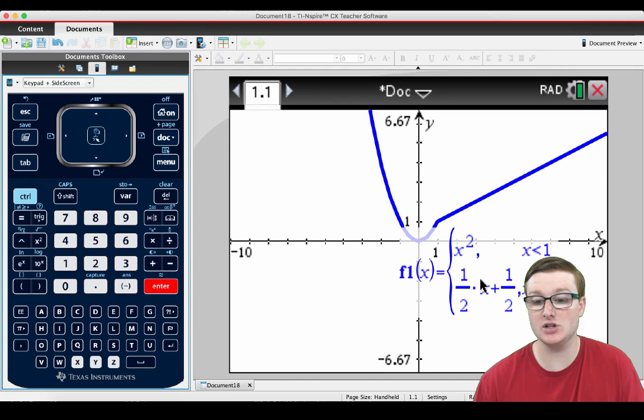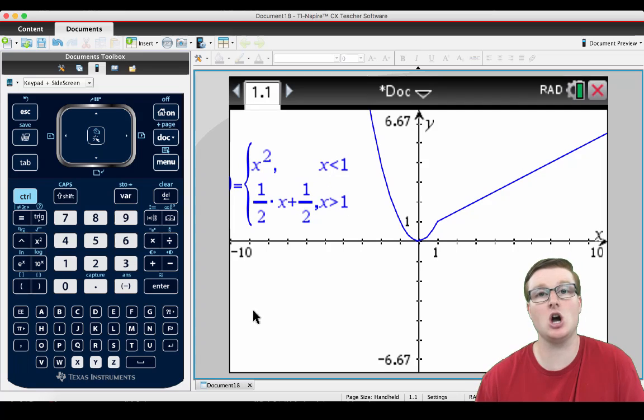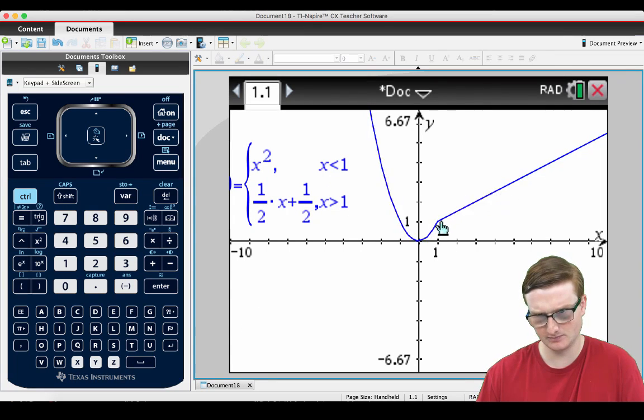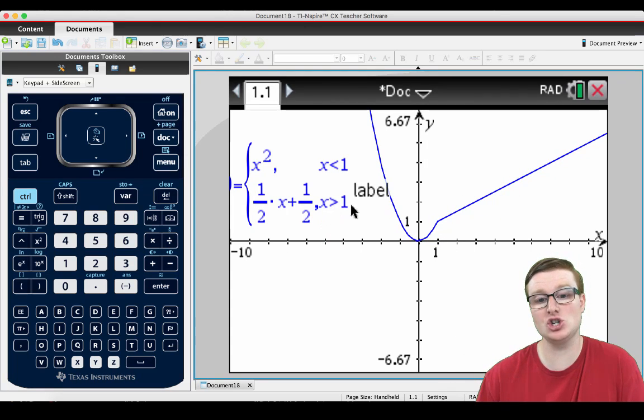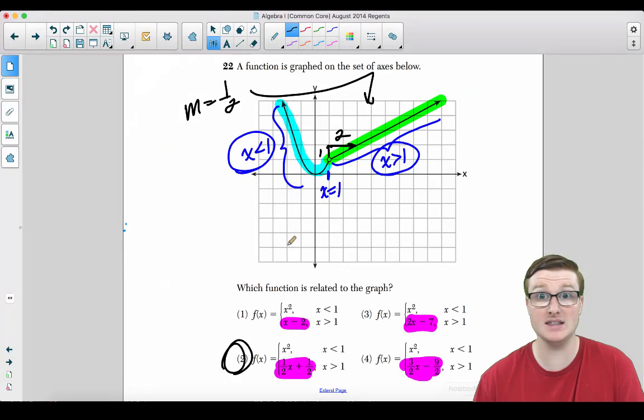And look at that. It actually matches perfectly with the picture on your Regents exam. The only problem with this calculator is it doesn't tell you that there's a hole there. But you just should know because 1 is not included in this at all.